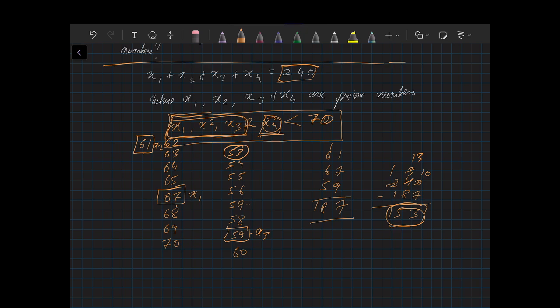Okay, 53 is a prime, but at the same time it didn't require a lot of intellectual trickery. It was quite simple. It's just the sum of the 4 largest primes less than 70. But anyways, that's the answer, 53. That's our answer.